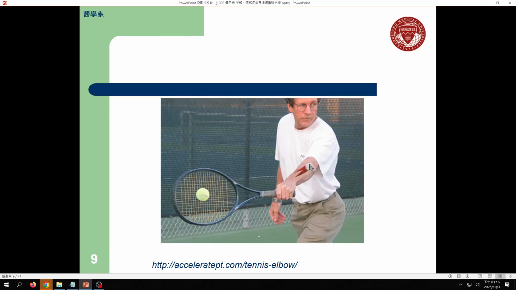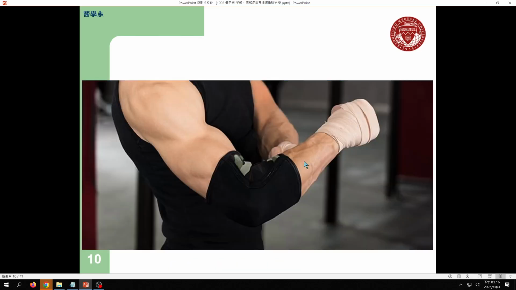Okay, so that's why we call it tennis elbow. Because that's the inflammation of here, commonly from playing tennis, and then it causes tennis elbow. Okay, treatment. After that, you know that's maybe part of that. That's a tennis elbow. How to treat it?